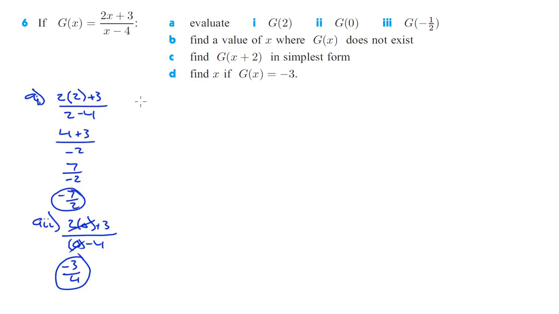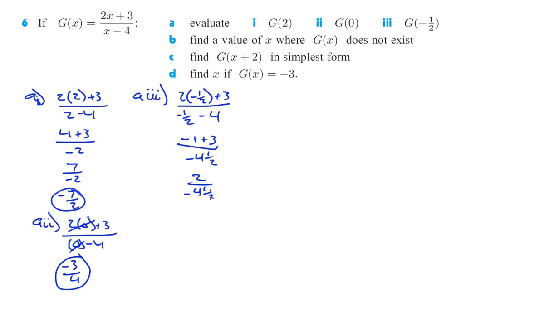Okay, let's do part 3, negative 1/2. So we have 2 times negative 1/2 plus 3 over negative 1/2 minus 4. So 2 times negative 1/2 is negative 1 plus 3, and then that's negative 1/2, and negative 4 is negative 4.5. So that's 2 over negative 4.5. And that's not nice at all.